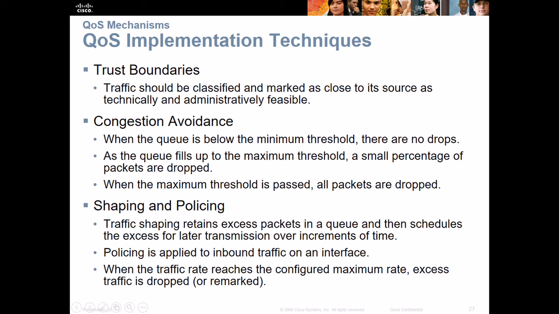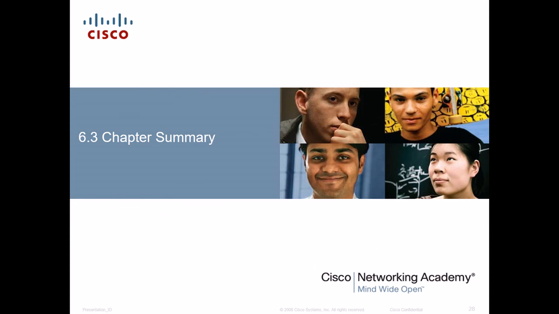So traffic shaping retains excess packets in the queue and then schedules them to leave over increments of time. Policing is applied on the inbound on the interface. So when the traffic rate reaches the configured maximum rate, traffic is dropped or marked, depending on what you are doing. All right, and that's it.